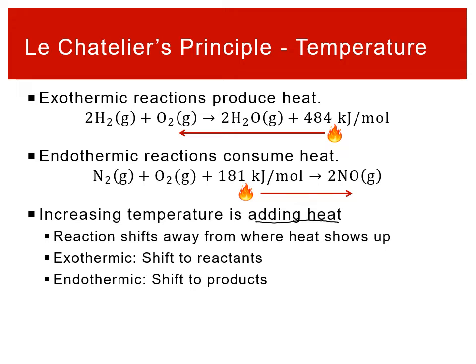Endothermic reactions do the opposite because heat is on the reactant side. When we're writing or thinking about the reaction, that energy, or that heat, is like a reactant, right? So you're putting in more reactant, causing more of the reaction to happen, shifting towards the product side when that equilibrium happens. So exothermic always goes to reactants, endothermic always goes to products when you heat it up.